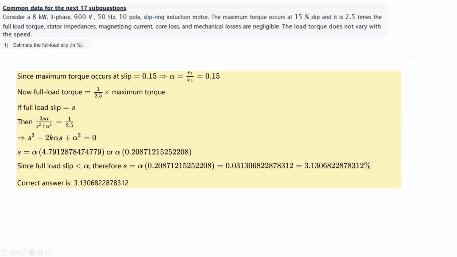Here the question is that we have an 8 kilowatt, three phase, 600 volt, 50 hertz, 10 pole slip ring induction motor. The maximum torque occurs at 15% slip. We know that alpha is the ratio R2 dash by X2 dash, and when the maximum torque occurs, s is also R2 dash by X2 dash. This is for maximum torque.